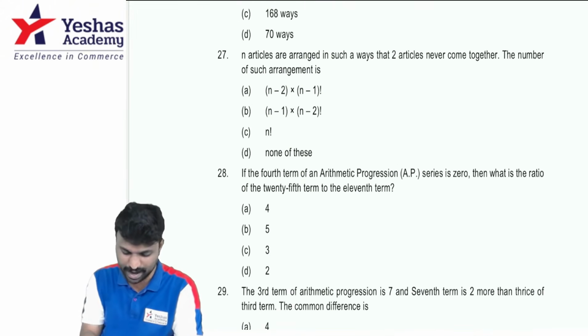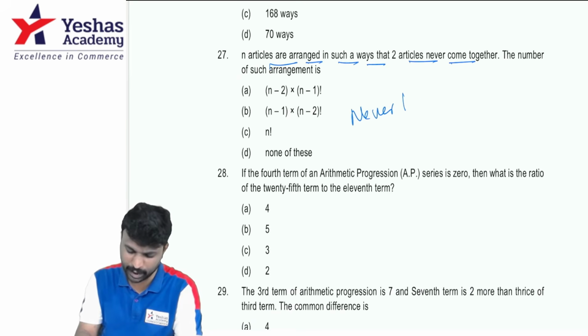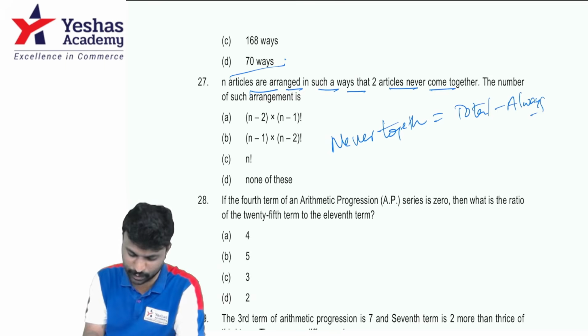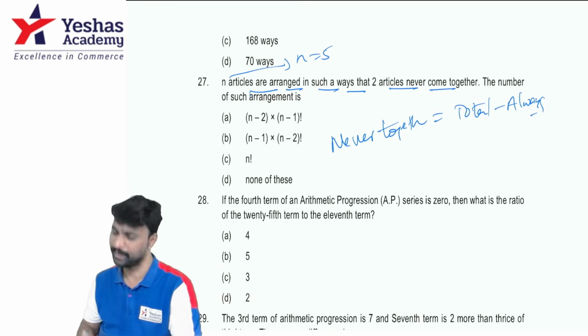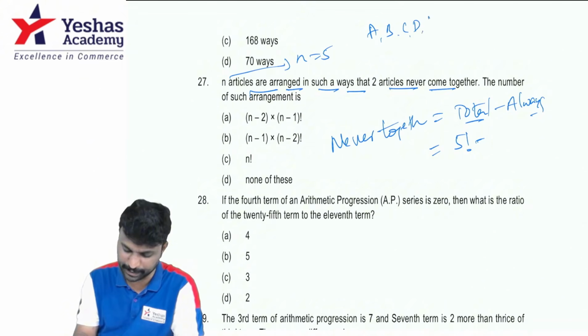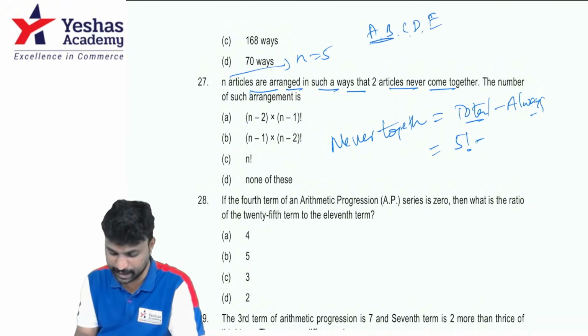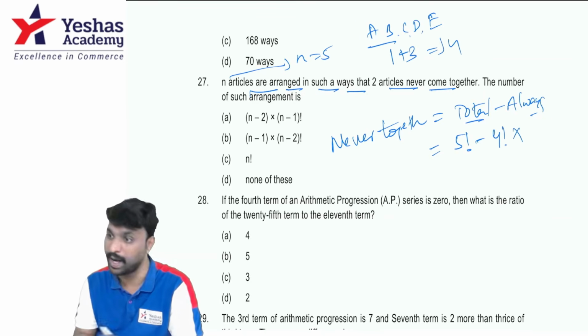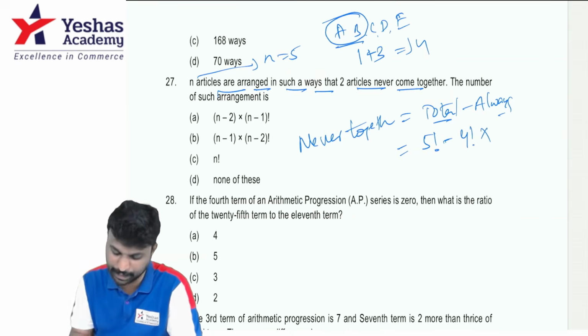27th one. N articles are to be arranged in such a way that 2 articles never come together. Guys, always, never together means it's total minus always. If you want to avoid N, you can put N equal to some value. Let me use N is equal to 5. For the sake of simplicity, total arrangement of 5 articles is 5 factorial. Let me say the 5 articles are A, B, C, D, E. 2 particular articles are always together, let's say A and B. I'll take that as 1. Remaining 3, 1 plus 3 is 4 things. 4 things can be arranged in 4 factorial. But these 2 things which are together can be reshuffled in how many ways?